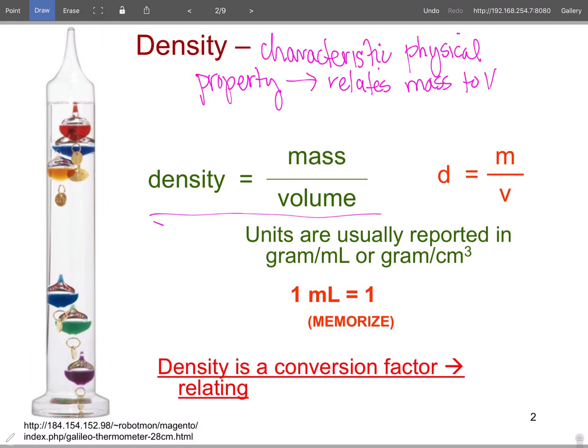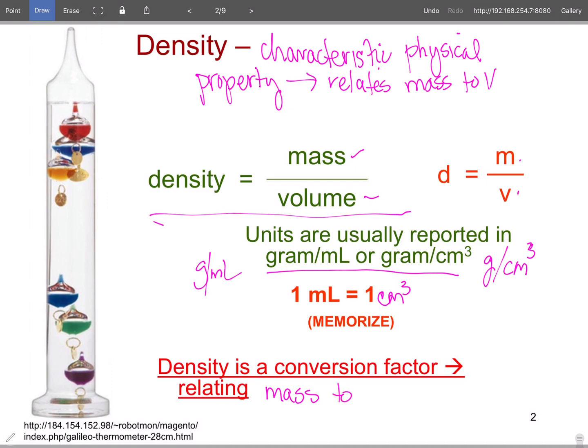If you look at it, density here is mass over volume, or M over V. And the units are usually in grams per milliliter or grams per cubic centimeter. You'll see those done interchangeably because, remember, 1 milliliter is a cubic centimeter. So it's the same thing. Now, the thing to always keep in mind is that density is a conversion factor that relates mass to volume.